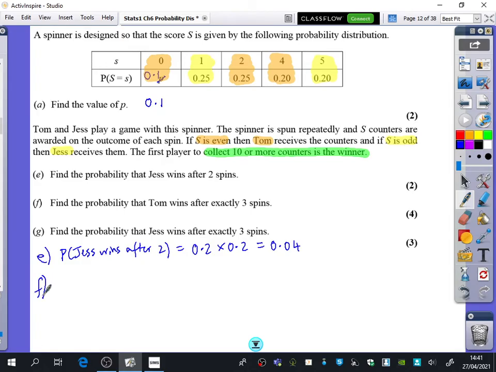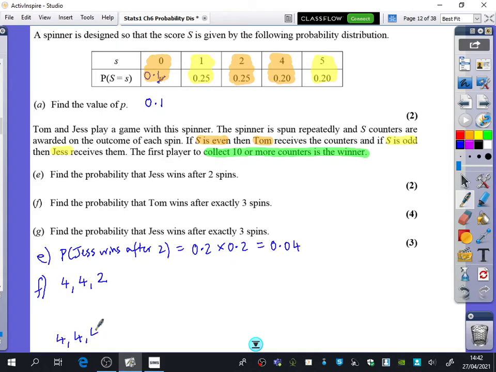Now we want to find the probability that Tom wins after exactly 3 spins. So how can Tom win the game? He needs 2 4s and a 2. Or can he also do 3 4s? Or he could get 3 4s, couldn't he? Because you can get more than 10. So he could get a 4, a 4, and a 2. Or he could get 4, 4, 4.